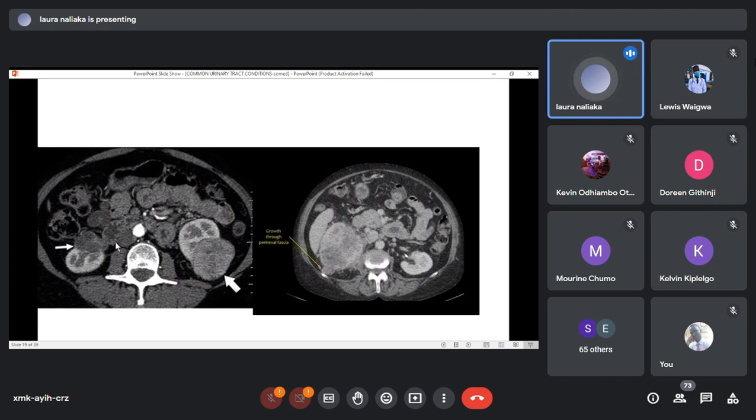Advantage of CT, you'd be able to see the adjacent structures, whether there's any invasion. You'd be able also to pick any vascular extension of the kidney, which is a different stage for staging purposes.